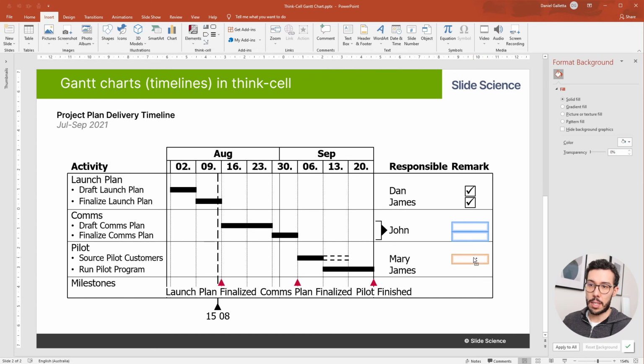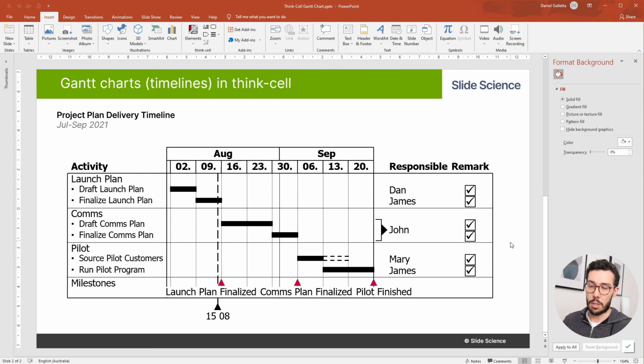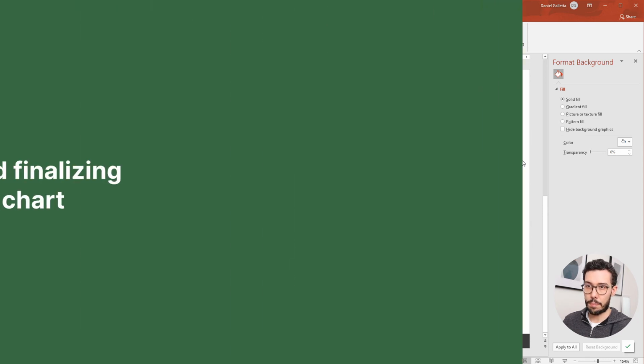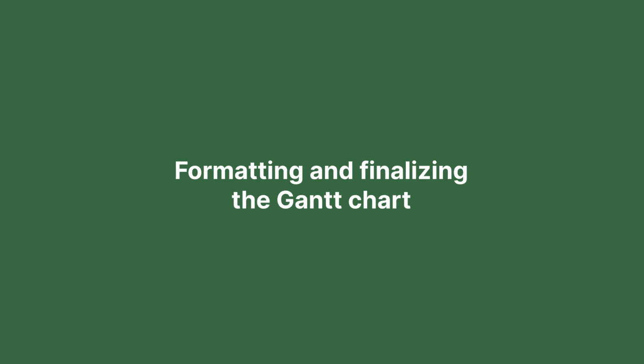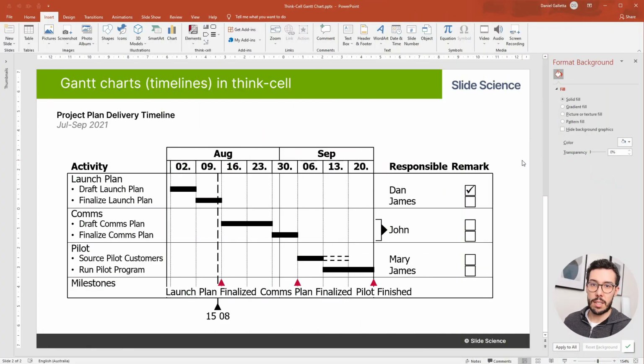You can also multi-select them by holding control and then adding checkboxes en masse. And similarly, we can multi-select and then change the checkbox to blank. Cool, so that's the substance done.